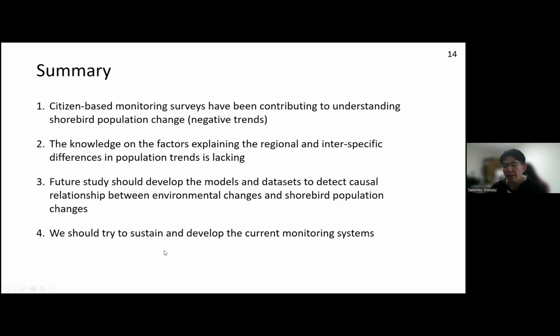So this is a summary of the presentation. I talked about not only a fundamental explanation of the results of the monitoring survey in Japan, but also the future outlook on the issues of monitoring surveys and this research. The most important message is four points.